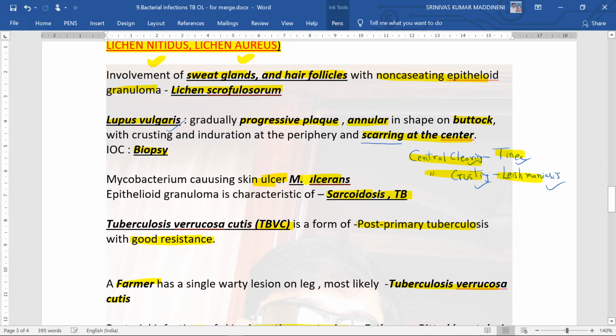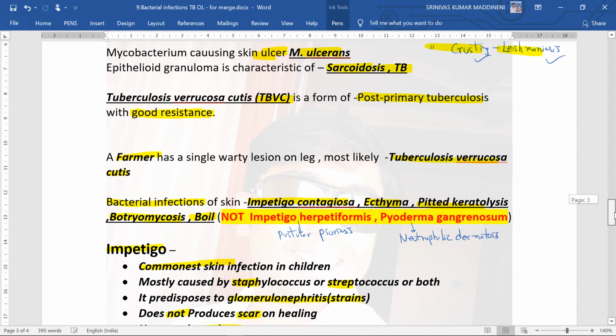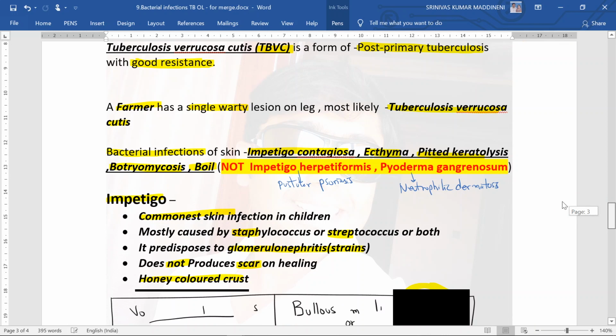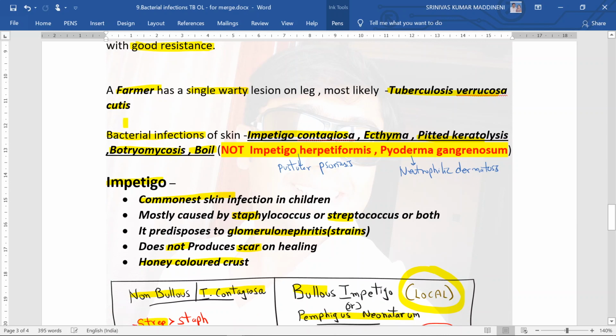Mycobacterium causing skin ulcer is Mycobacterium ulcerans. Epithelioid granuloma is characteristic of sarcoidosis and tuberculosis. Tuberculosis verrucosa cutis, as I have already discussed, is because of post-primary tuberculosis with the patient having good resistance. For TBVC to be the answer, the question will mention a farmer who came with a single warty lesion on the leg because of inoculation due to some trauma. This disease is called tuberculosis verrucosa cutis, and that's about mycobacterial infections.